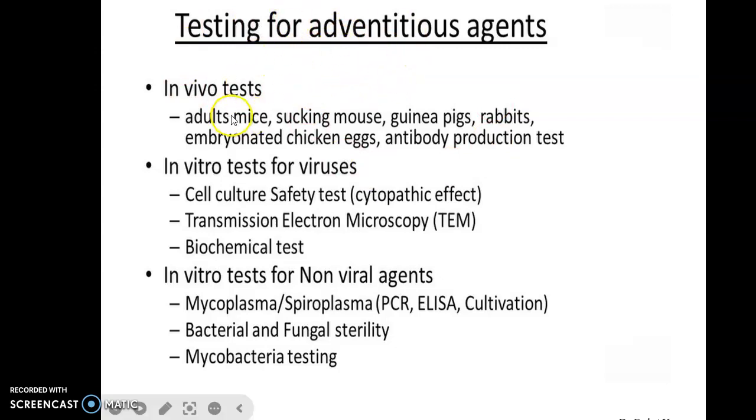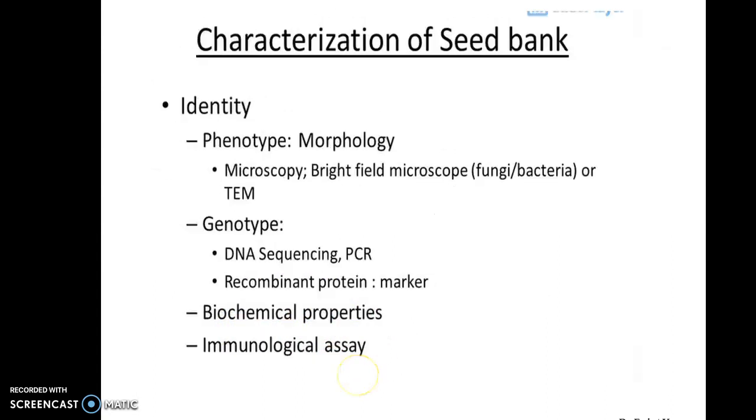Testing for adventitious agents: for in vitro tests for viruses you can use, for example, the cell culture safety test, transmission electron microscopy, or biochemical tests. In case of in vitro tests for non-viral agents, you can use mycoplasma, bacterial and fungal sterility, and mycobacterial testing.